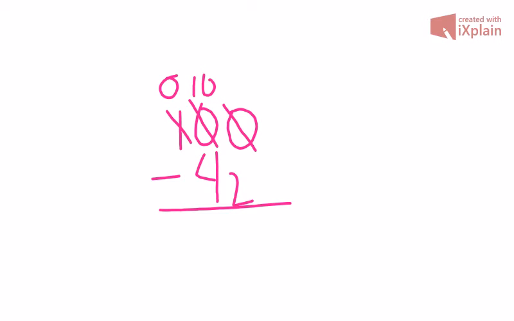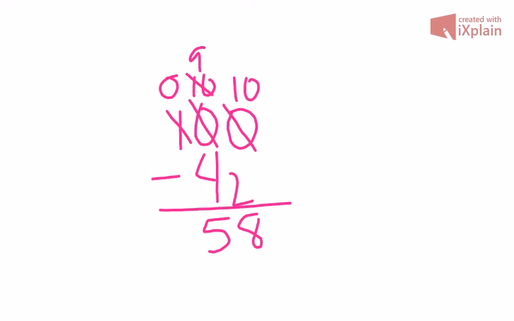Now, I can't change this 0 in the ones place to a 10 until I borrow from the 10 that I just made. So this 10 in the tens place becomes a 9, and now I can make the 0 in the ones place a 10. So now I have enough objects that I can take away from. So I take 10 minus 2, and that equals 8, and 9 minus 4, that equals 5. So 100 minus 42 equals 58.